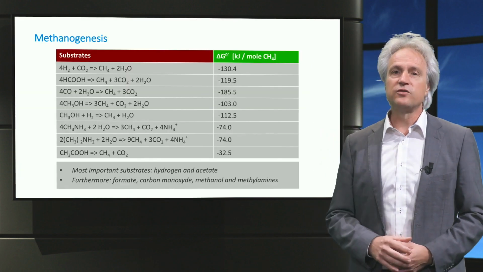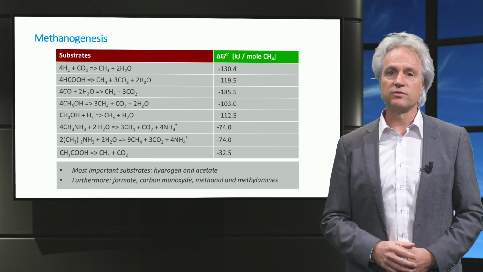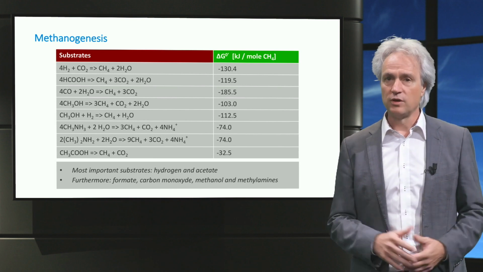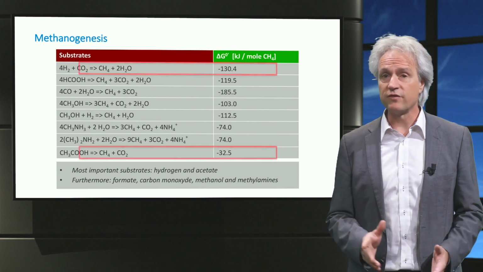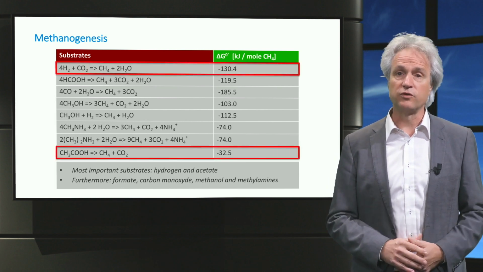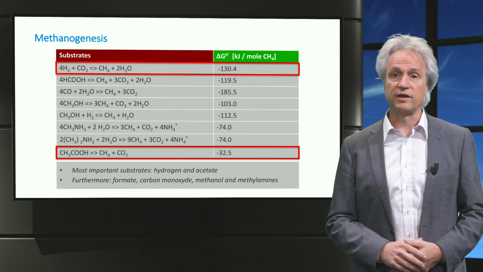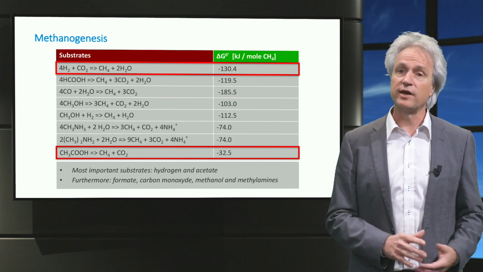Are acetate and hydrogen/CO2 the only methanogenic substrates? Well, not the only ones, but they are the most important ones. On average, about 70% of the COD conversion is channeled via acetate to methane gas, and about 30% is channeled via hydrogen/CO2.